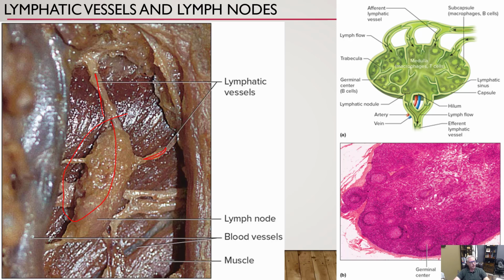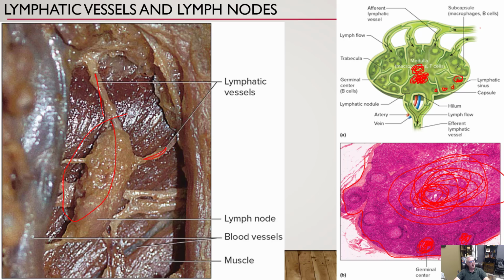So here you can see the outer layer, we call that a capsule. And then you can see these things called germinal centers. The germinal centers are where B cells or B lymphocytes are going to proliferate. And then we have this inner portion called the medulla. That's where your T cells are going to be. And your macrophages. So all up in here, those are going to be your T cells and macrophages. And these germinal centers are where your B cells proliferate.